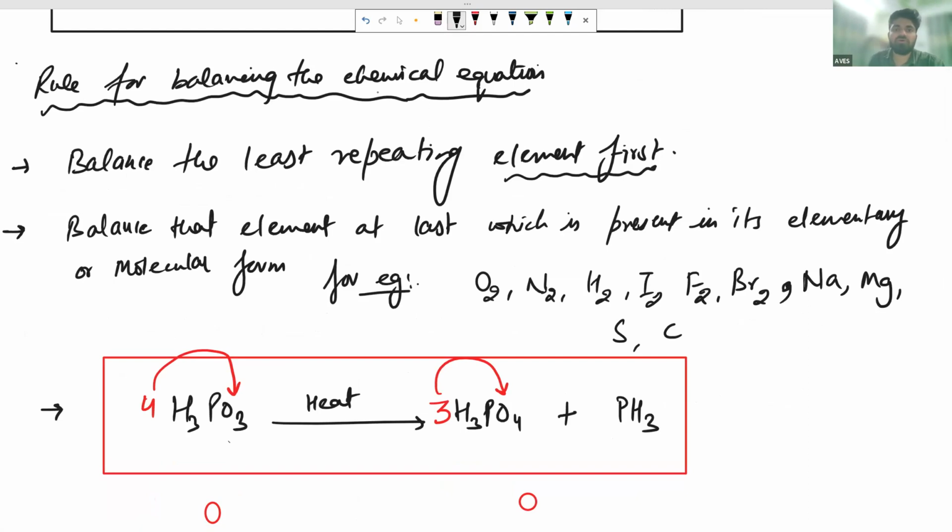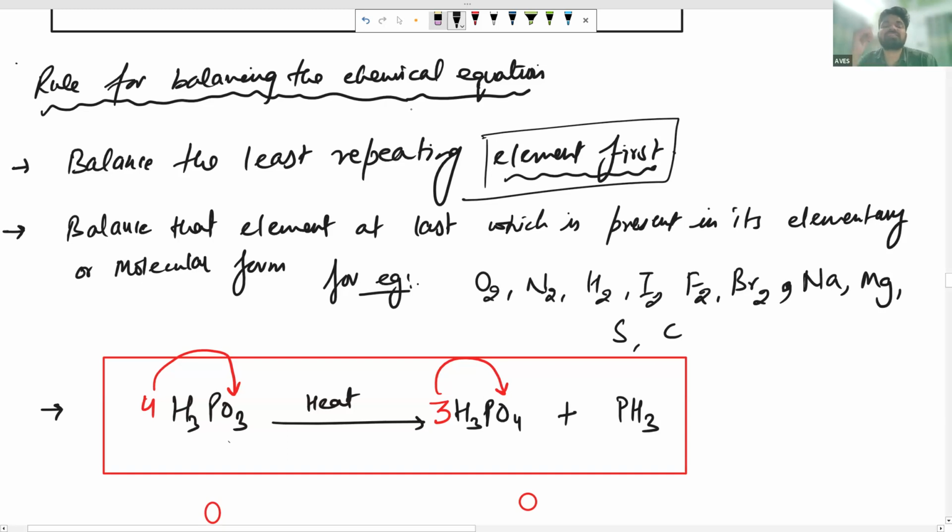Okay. So balance the least repeating element first. This is the first rule, that the least repeating element should be balanced first. And second is that if you are going to balance the elements, balance first or at last the element which is found in its molecular or elementary form.